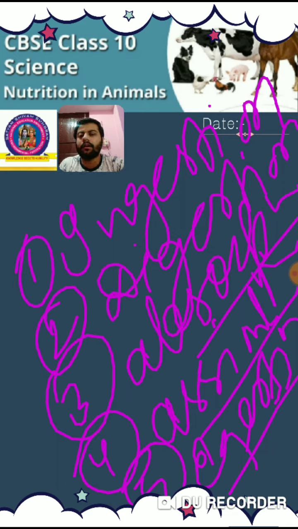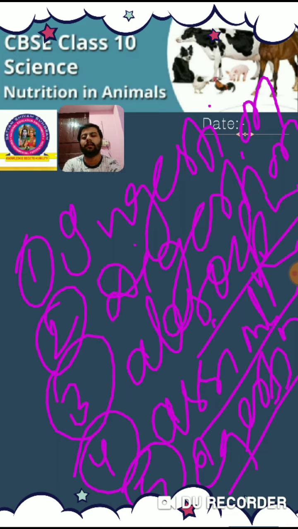Second one, digestion. Digestion means the complex solid food that we are taking, like we humans are taking roti, dal, vegetables, whatever we are taking in our food, that is going to be broken down and converted into simple soluble food, and that process is known as digestion.